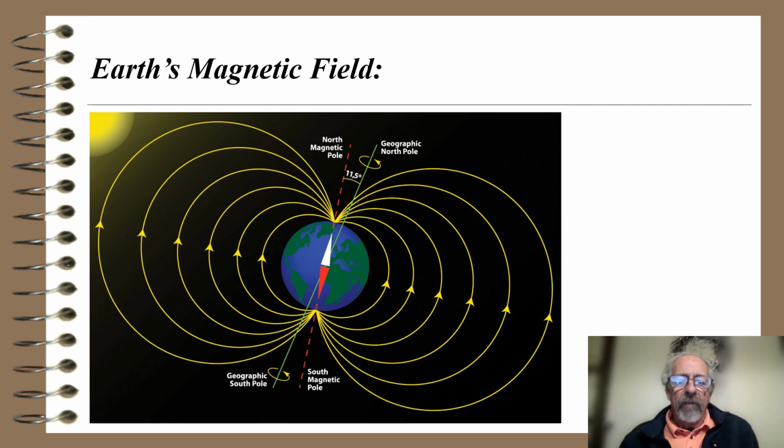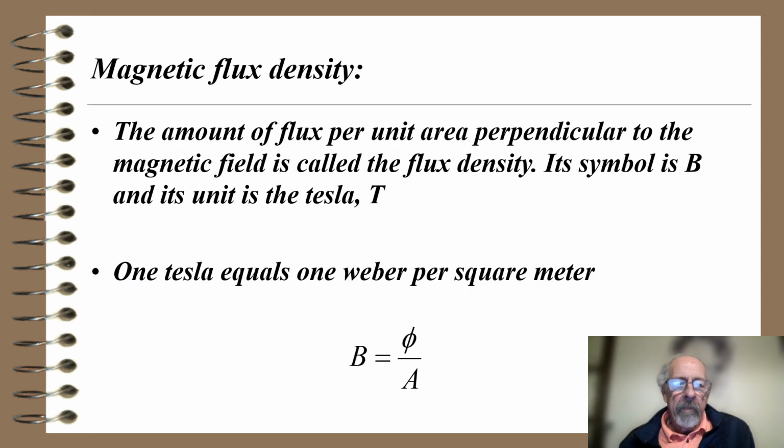Here's the Earth's magnetic field. We should know that the Earth is actually a large magnet. We talk about the north magnetic pole and the south magnetic pole, and they're actually off of the geographic north and south pole. Fortunately, we have the magnetic field around the Earth because it shields us from the radiation of the sun. It is also the cause of what? The aurora borealis, the northern lights.